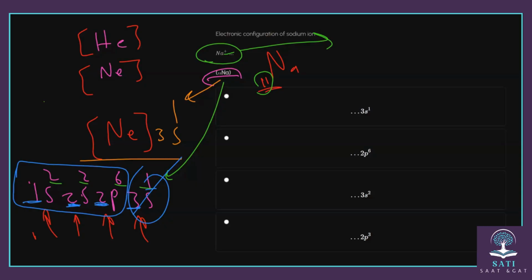So that means it's 1s2, 2s2, 2p6. Here in the choices, they didn't ask you what is first, they ask you what is last. So what is the last part of this electronic configuration? You're going to see that it is 2p6. So you have to choose 2p6 as the answer.